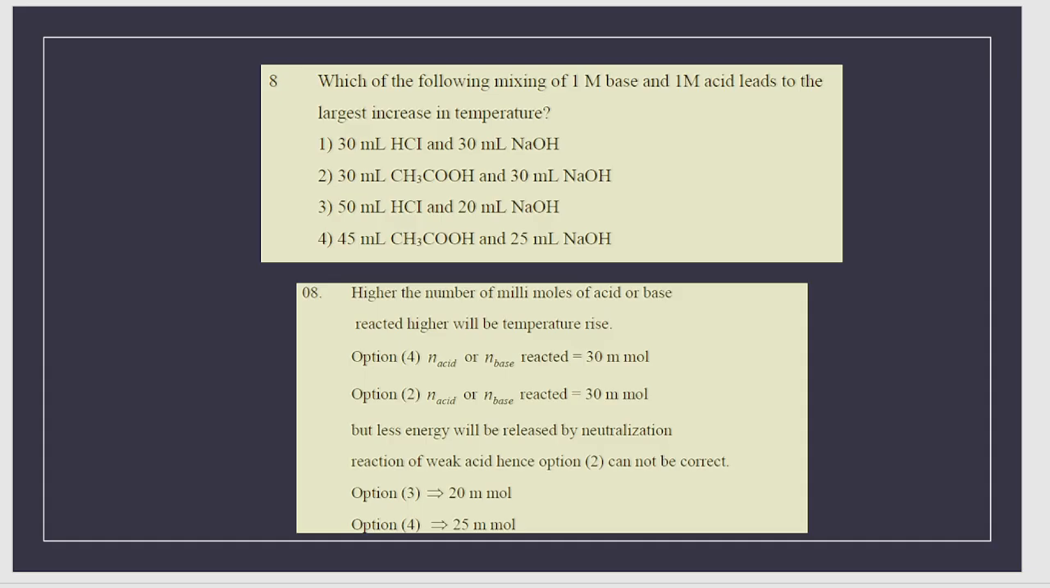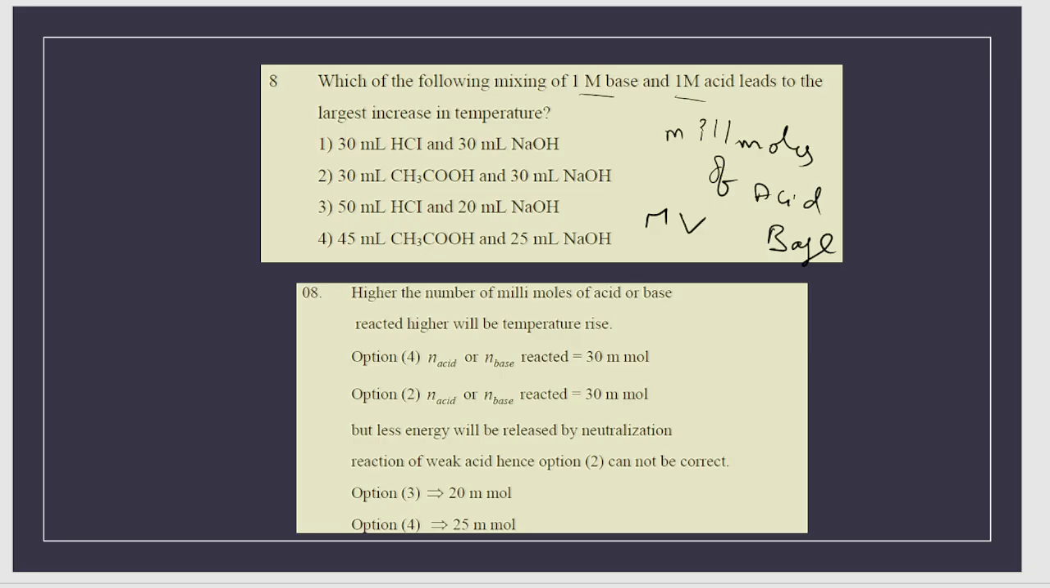And here they have mentioned the volumes in milliliters, and they have given the concentrations also, 1 molar and 1 molar. That means first we need to calculate the number of millimoles of both acid and base. Both acid and base millimoles you have to calculate by using the formula M into V, where V is in terms of milliliters. More the number of moles, more is the heat of neutralization.